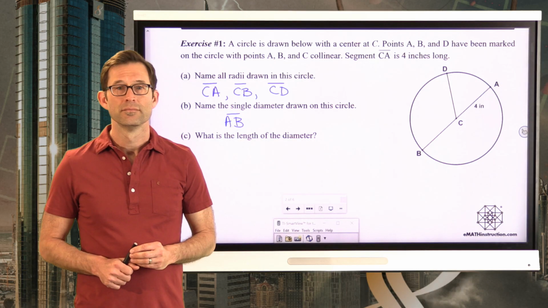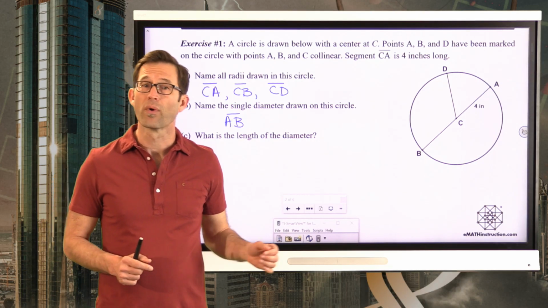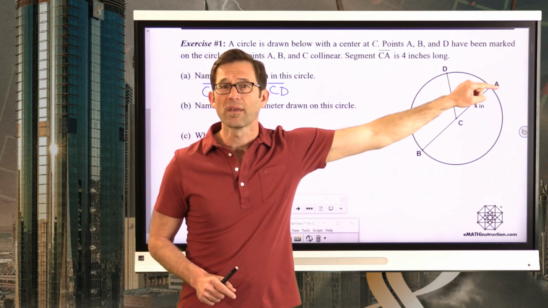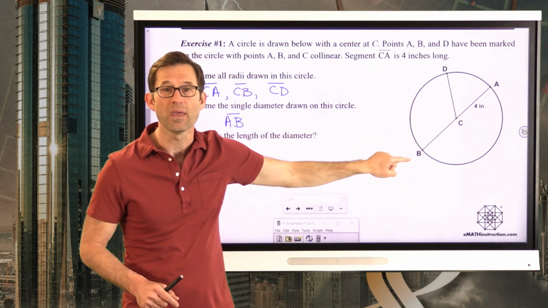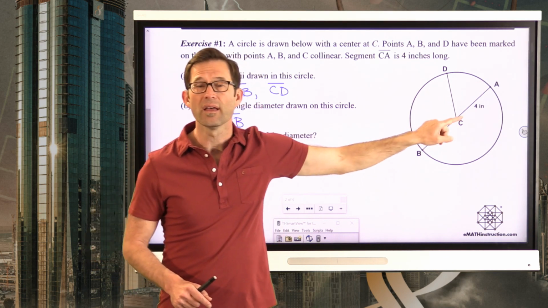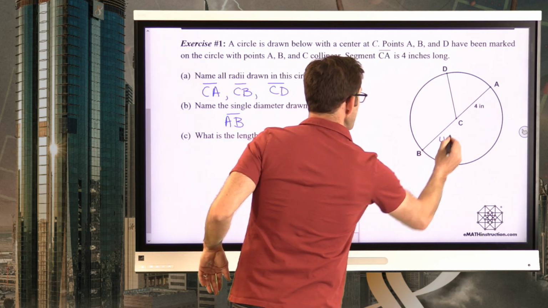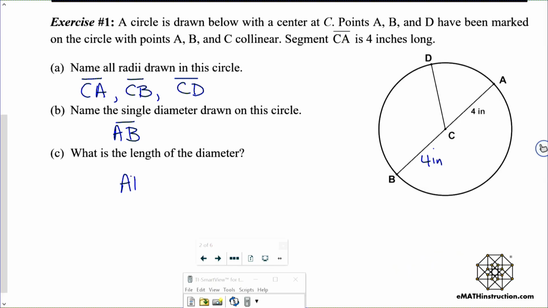All right, well, it's again pretty simple. We know that BA or AB consists of AC and CB. Because both CA and CB are radii, CB must also be 4 inches, and that means that the length of AB must be 8 inches.